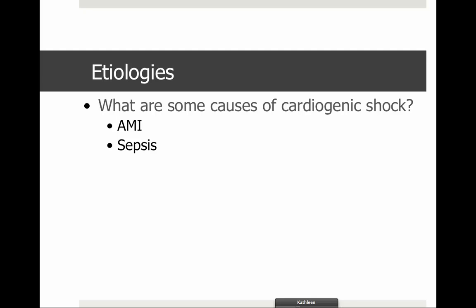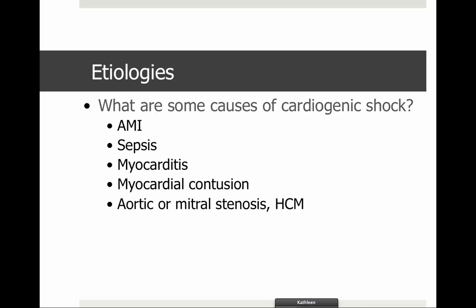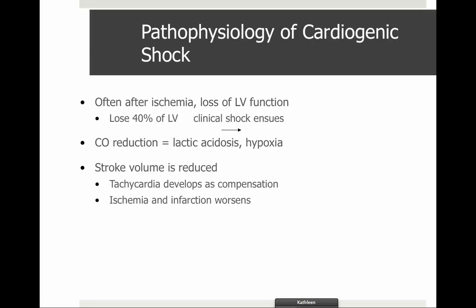which is a genetic heart disease that is common. It's caused by excessive thickening of the heart muscle, referred to as hypertrophy, which occurs most commonly in the septum. And lastly, acute aortic insufficiency can cause cardiogenic shock. Often, this occurs after ischemia, a loss of left ventricular function. Lose 40% of left ventricular ability, and shock occurs.